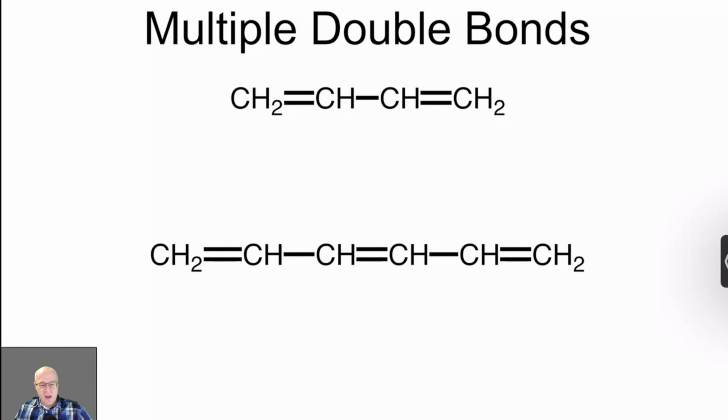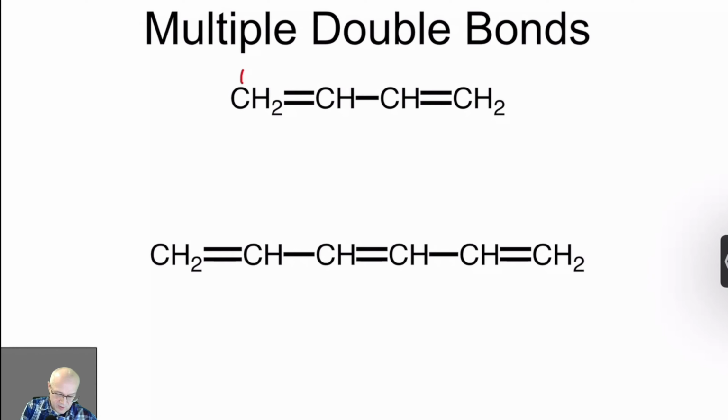Multiple double bonds. So now what happens if we have more than one double bond in a chain? Don't let that faze you. It's not a big deal. You treat it exactly the same way you would if you had 4 or 5 methyls. It's easy. So again, you have to number the carbons so that the double bonds have the lower numbers.